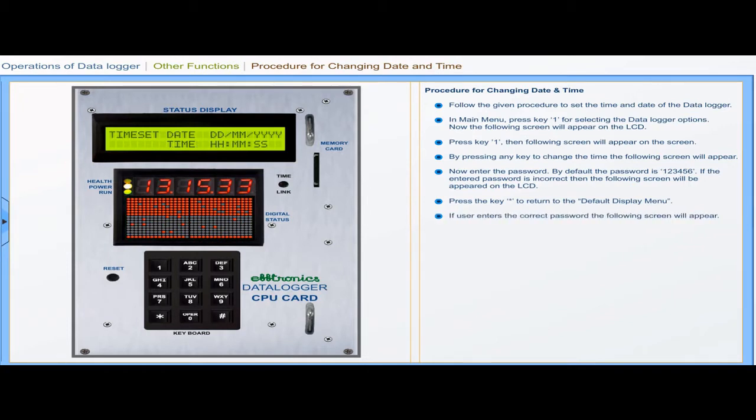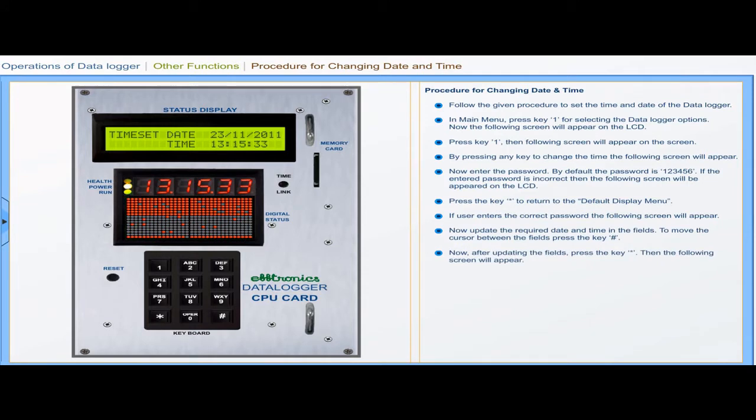If the user enters the correct password, the following screen will appear. Now, update the required date and time in the fields. To move the cursor between the fields, press the hash key. Now, after updating the fields, press the star key.